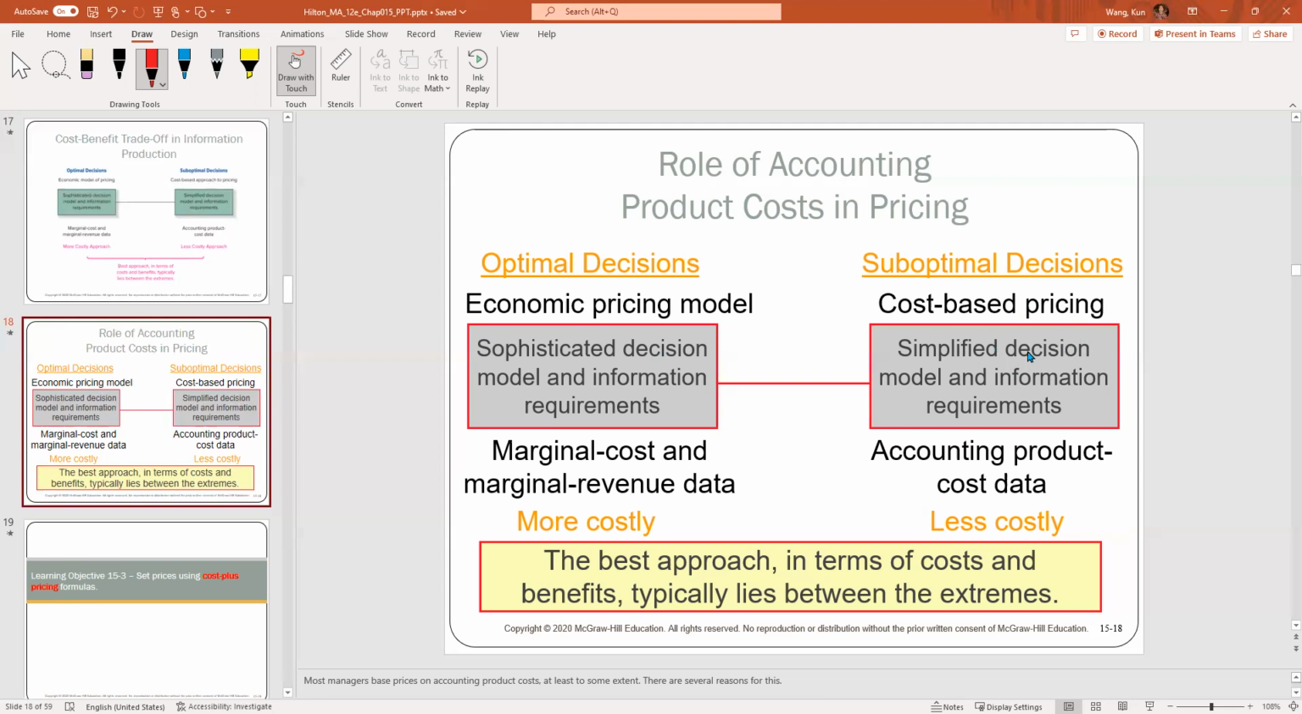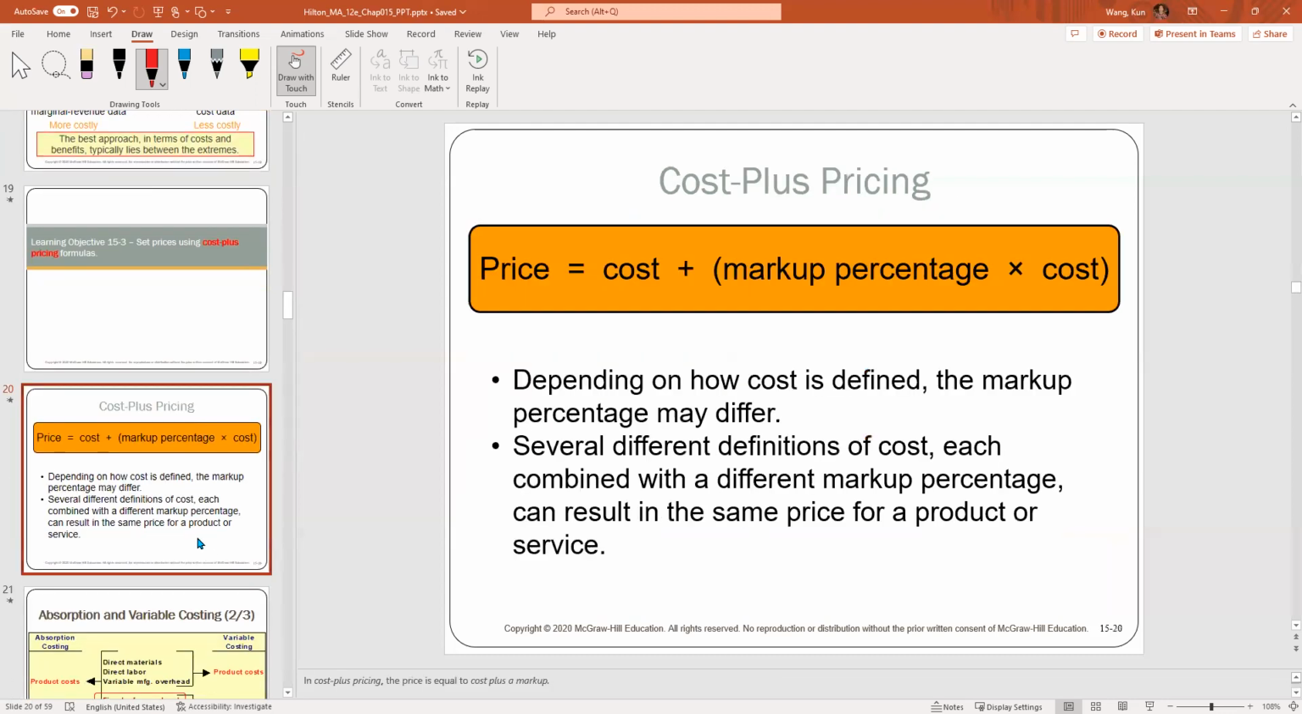But you can also use cost-based pricing, like getting a simplified model and using the economic model to validate this simple model. So that combination of the two can probably give the best pricing strategy to the managers. But now let's see the cost-plus pricing.